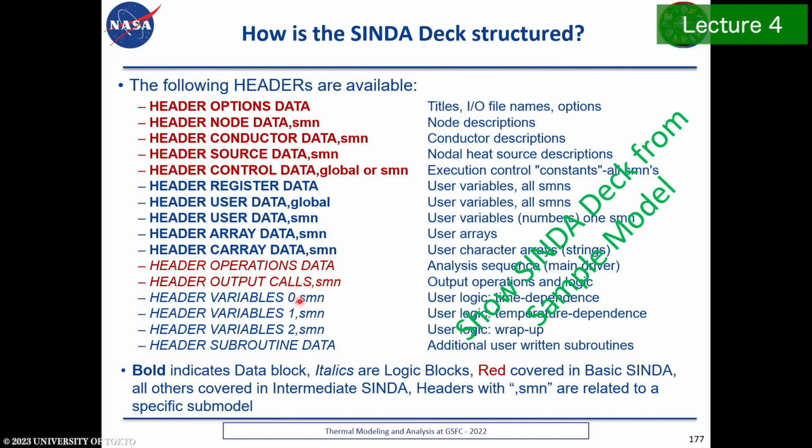Variables 0 is basically where you would put any time-dependent logic. Variables 1 is where you'd put any temperature-dependent logic. Variables 2 is where you're looking for anything after the solution has converged. So if I want to see heater duty cycles or heater states, or any kind of current state of the solution, this is where it would go.